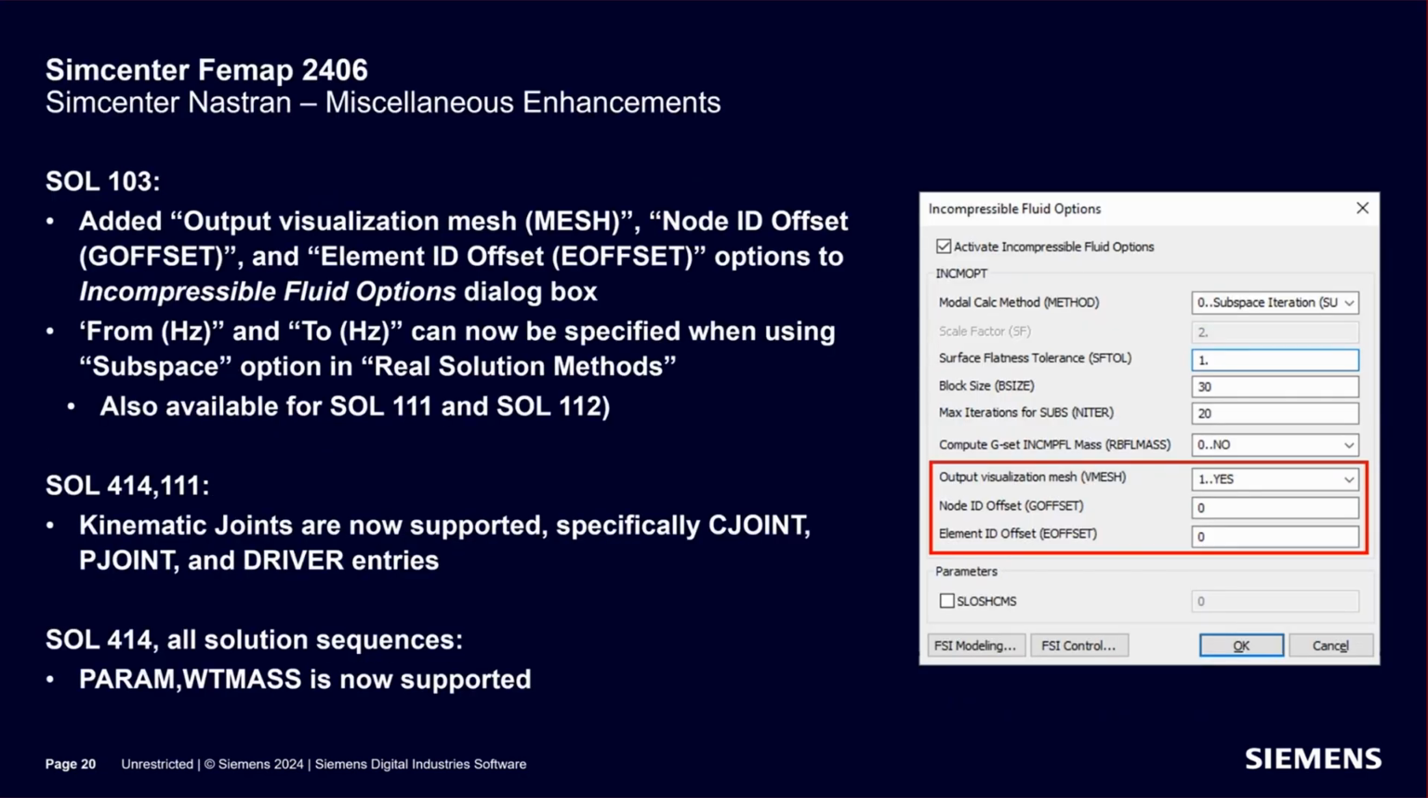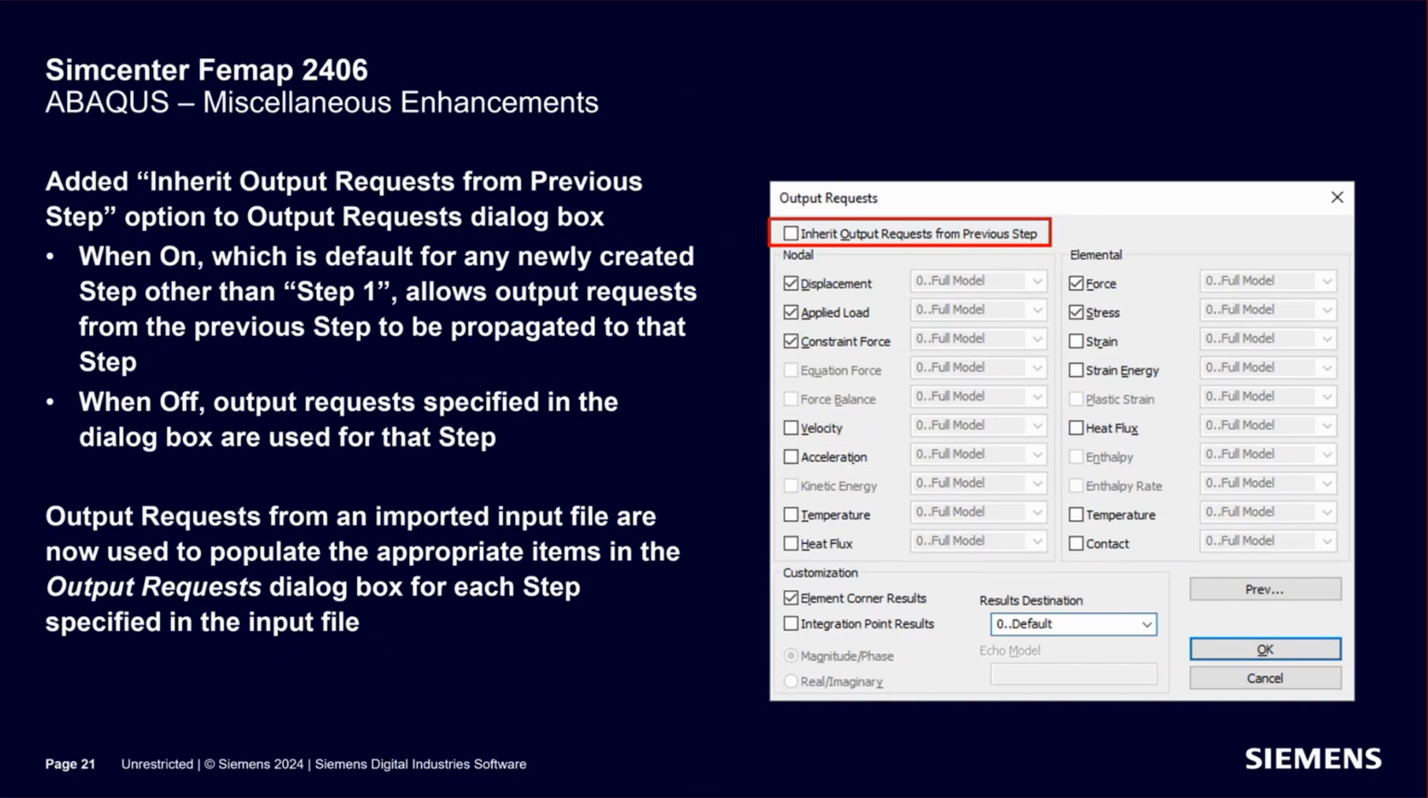A little bit on the, we just added 3 new options for that sloshing stuff I mentioned, the sloshing mode stuff I mentioned earlier. And then those other 2 things are for rotordynamics. So you can now have the kinematic joints, which we supported before for solution 402, and then param weight mass. I'm a little surprised that wasn't in there before, but who knows? Kind of hard to say.